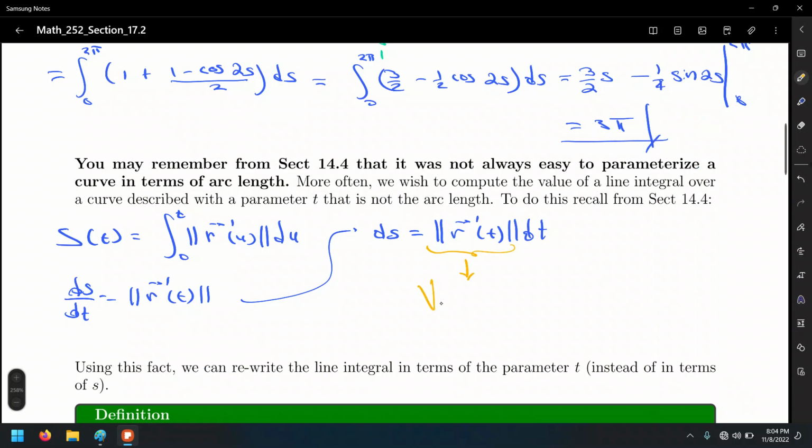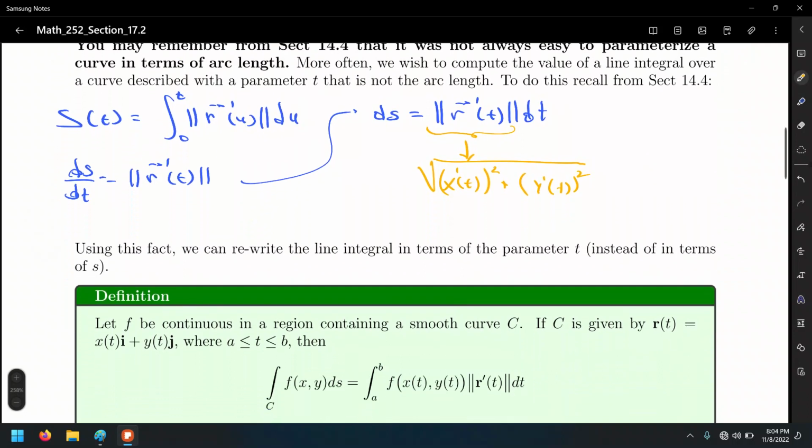And one thing to recall here is that this is the square root of x prime of t squared plus y prime of t squared. So you know the drill for this. It's the square root of the sum of the squares of the derivatives, all right? So that's all it is.